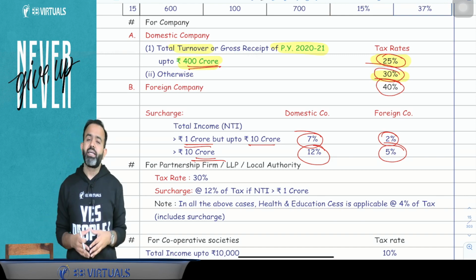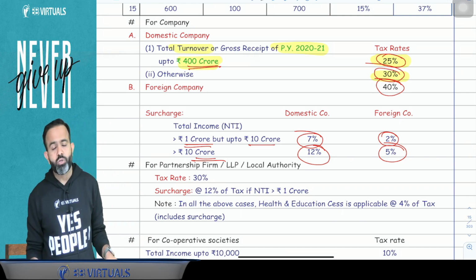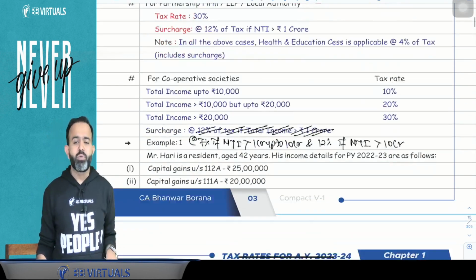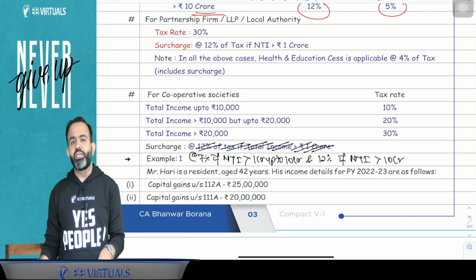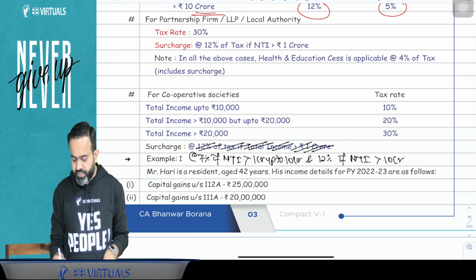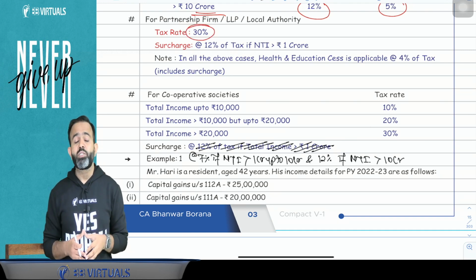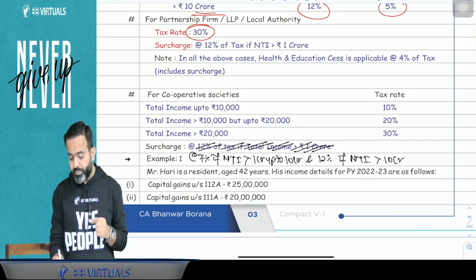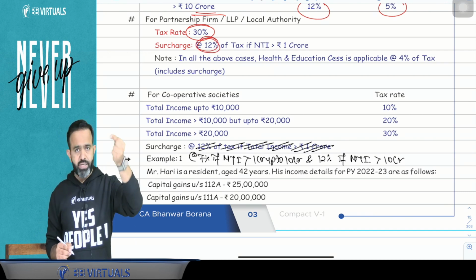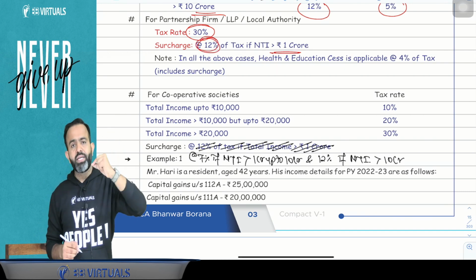Now, next part is related to the partnership firm, LLP and local authority. Remember, in case of partnership firm, local authority and LLP, your tax rate is a flat 30%. Surcharge is applicable if your total income is more than 1 crore, then surcharge is applicable at the rate of 12%.